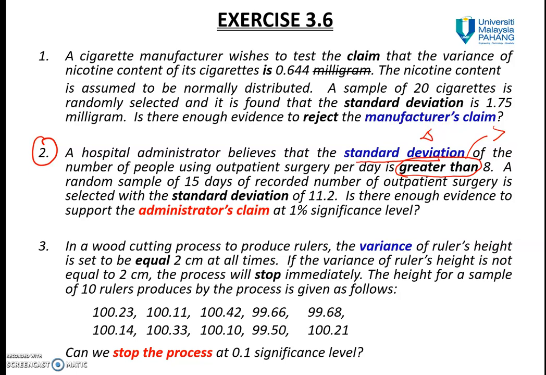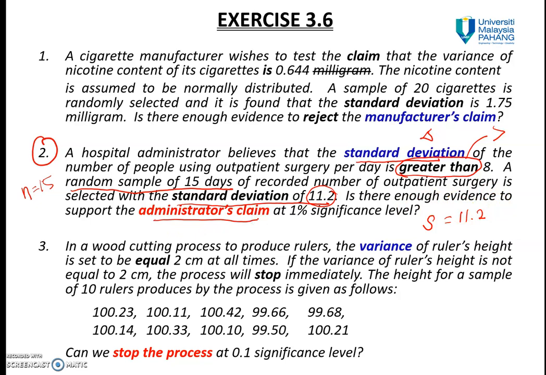A random sample of 15 days of recorded number of outpatient surgeries is selected. So you can see here is a random sample of 15 days, so n equals 15, with a standard deviation of 11.2. So 11.2 is a standard deviation as well. But is it sigma or is it S? It will be S, isn't it? Because you get this value from the 15 sample, so this is a sample standard deviation.